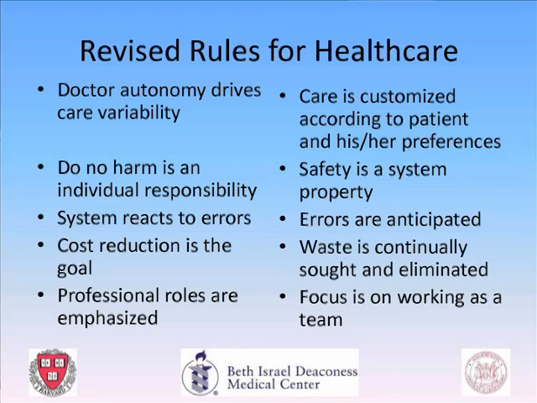So these are the revised rules for healthcare. Whereas before, doctor autonomy drove care variability, in the 21st century, care should be customized according to the patient and his or her preferences. Whereas before, do no harm was an individual responsibility, in the 21st century, safety should be a system property. Whereas before, the system reacted to errors, in this century, errors should be anticipated. Whereas before, cost reduction was the goal, in the 21st century, waste should be continuously sought and eliminated. And finally, whereas before professional roles were emphasized, in this century, the focus should be on working as a team.